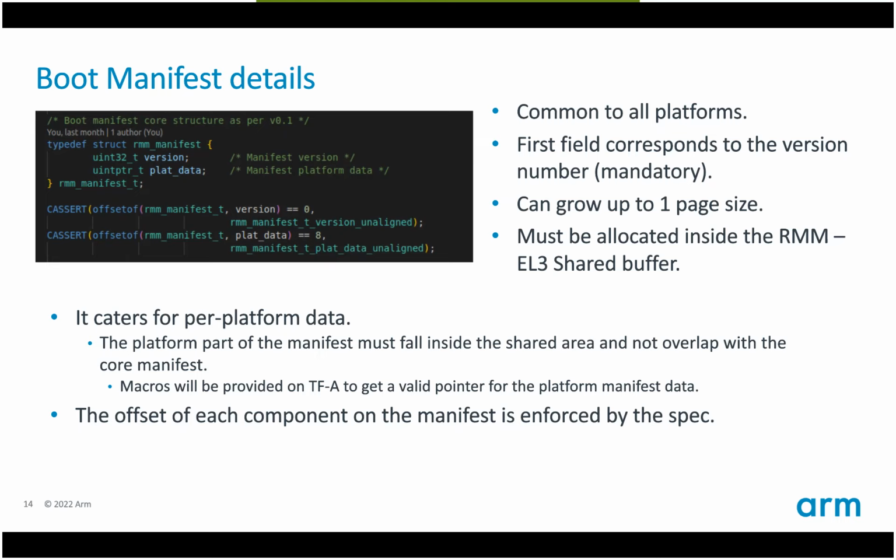So maybe I'm making too many assumptions here. I'm assuming that this manifest is going to be pretty similar to what we see in an SPMC manifest today. Yes. So the core topology would have to be there too, no? We don't rely on core topology. The RMM doesn't need the organization of the PE in an affinity level scenario. All it needs is core count, the linear index of this PE. It doesn't need to have awareness of the actual topology in the system.